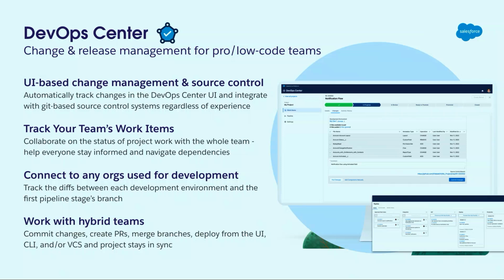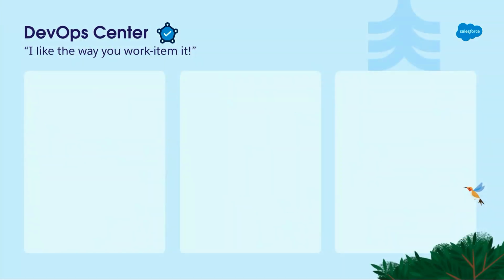Working with Git and everything is very difficult, but with DevOps Center, that's all within the UI. You can see the beautiful visualizations on the right-hand side. It can also help you track your team's work items. So again, working in a hybrid team environment, that's going to be really helpful in a UI setting. And Danny said the key word, work items.